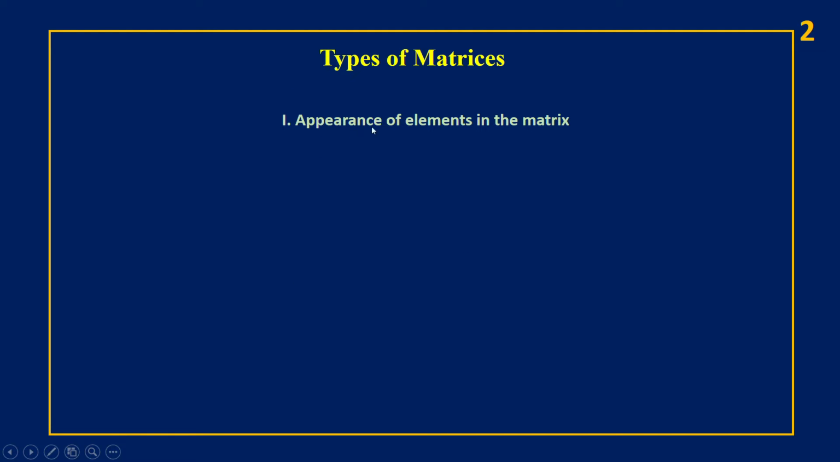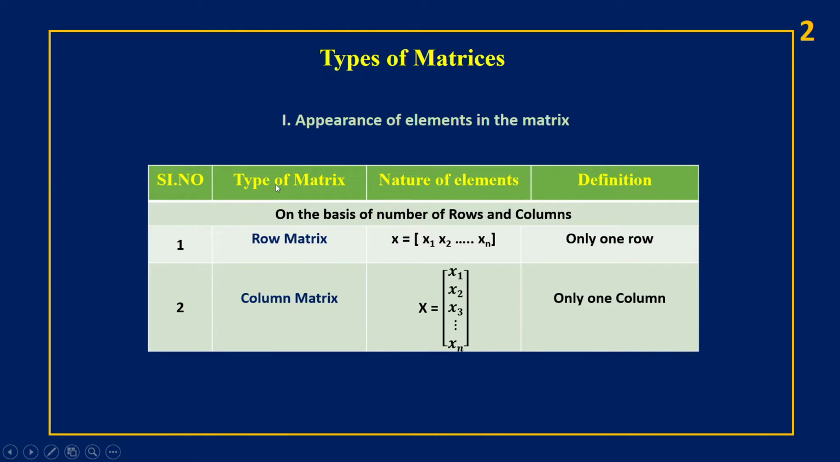First, the first category, on the basis of appearance of elements in the matrix. So the type of matrix, this is the nature of elements, this is the definition. On the basis of number of rows and columns, it can be classified into two: row matrix and column matrix. A row matrix is a matrix in which only one row is there. Only one row, and that one row has two or more elements, up to n elements.